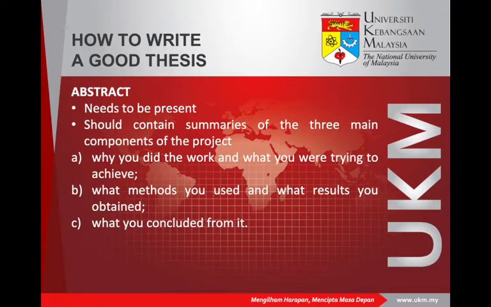So the final part that is usually written for your thesis will be the abstract. That's the last thing that you should write in your thesis. The abstract needs to be present. It should contain summaries of the three main components of your project. First, why you did the work and what you were trying to achieve. Second, what methods you used and what results you obtained. Third, what you can conclude from it. So these three should be in your abstract.